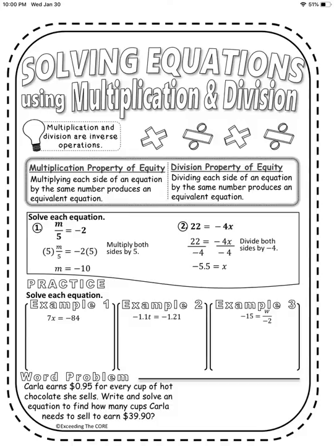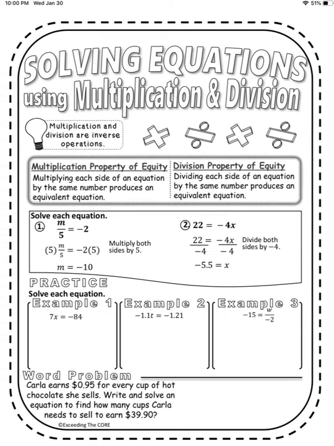Hello, today we're going to solve one-step multiplication and division equations using inverse operations. Inverse operations, again, undo each other. Okay, we're going to use the multiplication property of equality, which states that when you multiply each side of an equation by the same number, it produces an equivalent equation. The division property of equality states the same thing, but for dividing. Dividing each side of an equation by the same number produces an equivalent equation.